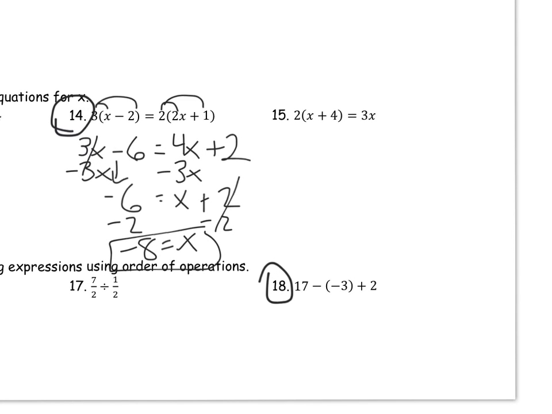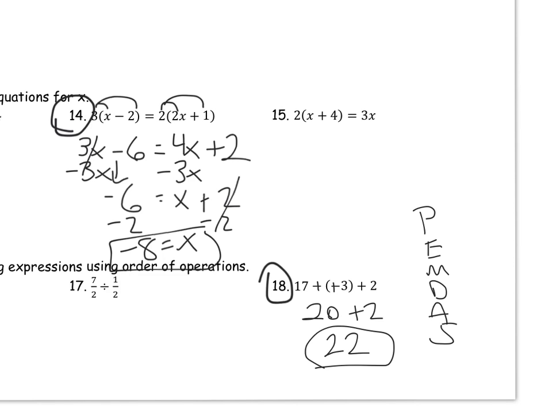Okay, last question on the front side. Simplifying the following expressions using order of operations. So, our order of operations is right here. Well, PEMDAS, again. And if we have PEMDAS, we have to deal with addition and subtraction. So we're going to work from left to right, which is addition first because it's subtracting a negative. Gives us 20 plus 2, which gives us 22.